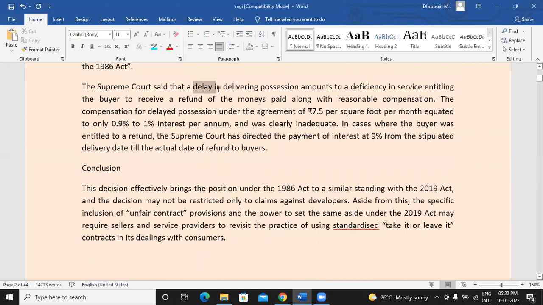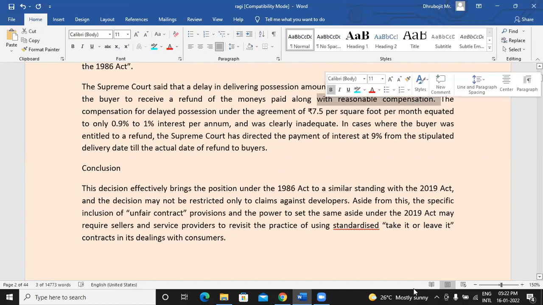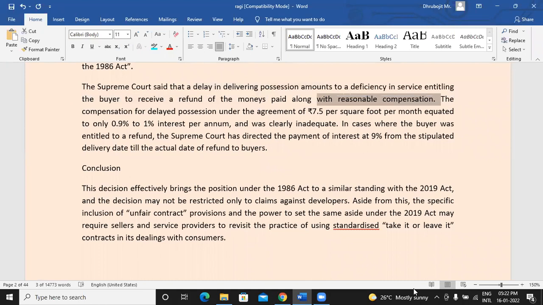Supreme Court said that delay in delivering possession amounts to a deficiency in service, entitling the buyer to receive a refund of the money. Because there was so much delay, buyers are now entitled to get a refund of their money with reasonable compensation also, because their money was with the builder, right? They would have earned heavy interest otherwise. So the builder was also asked to pay 10% interest on whatever amount received.